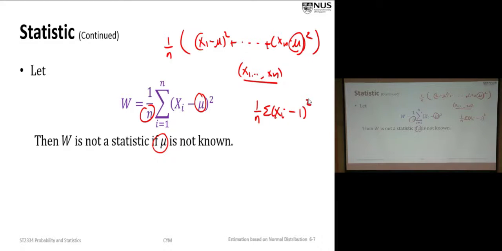Is this a statistics? Yes, this is a statistics because this is a function of X1 up to Xn, the random sample. At the same time, we can calculate the value of these statistics once we take the sample. Everything is known. Once you have the sample, you have the realization of the random sample. All right, so it's known. Mu known, then it's a statistics.